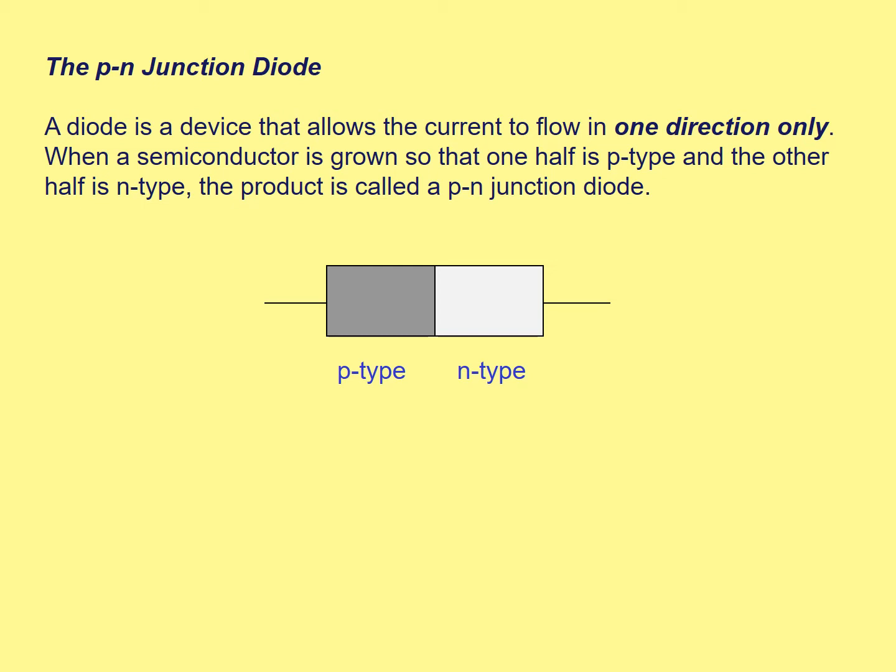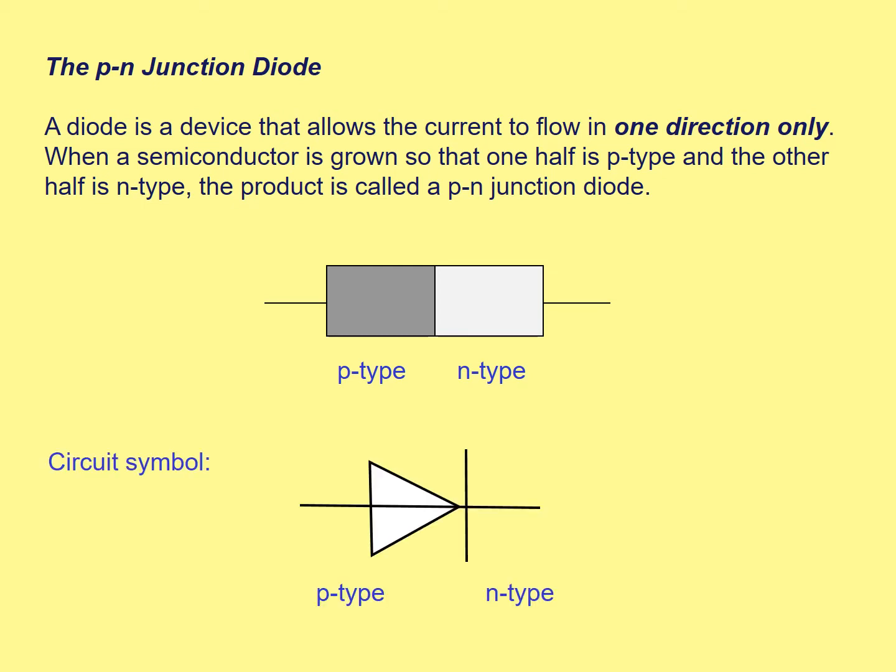A diode is a device that allows current to flow in one direction only. That's what makes it beautiful. When a semiconductor is grown so that one half is p-type and the other half is n-type, the product is a PN junction diode. Now, we've actually seen this before, but normally we see it with this symbol.